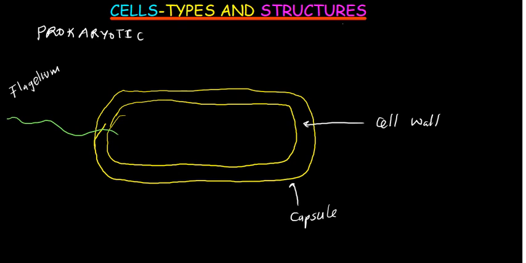So it enables these prokaryotic cells to move. And then we have other hair-like structures, but they are much shorter and much more numerous. There are a lot of them. And these others, yes, go on.